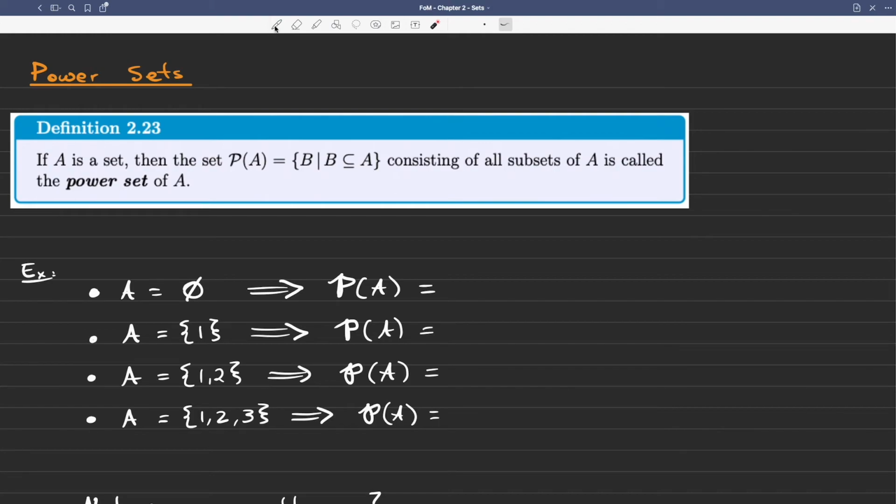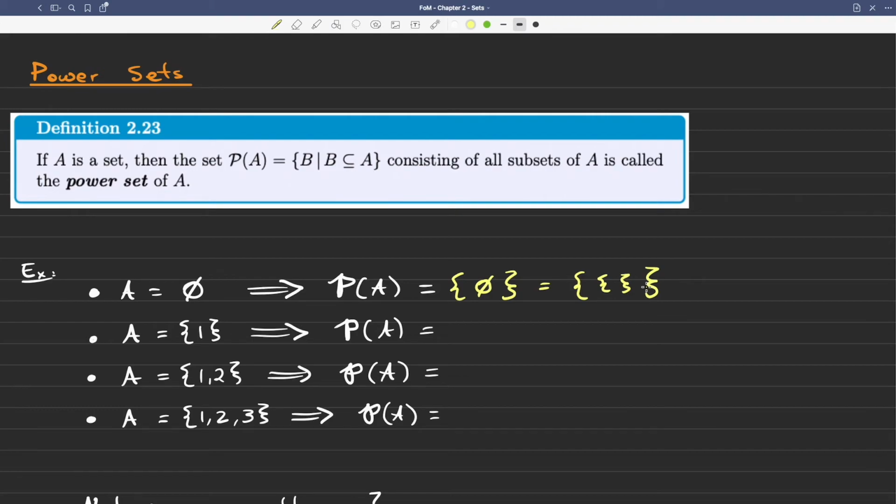So let's play around with that with this toy example here. So starting with A is the empty set, what would be the power set of the empty set? So what sets are subsets of the empty set? Well, there's only one set that is a subset of the empty set, and that would be the empty set itself. So the power set of the empty set is the set that contains the empty set. Notice this is not the same thing as just the empty set. This is a set that contains something. So this set that we're talking about here has one element. That one element is the empty set.